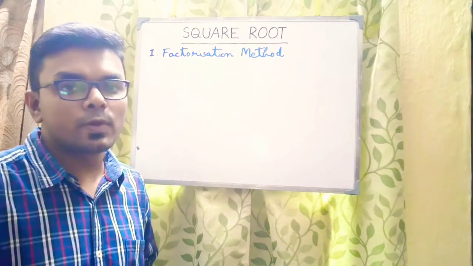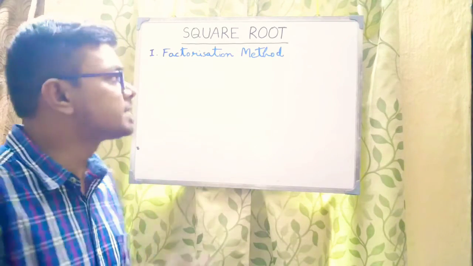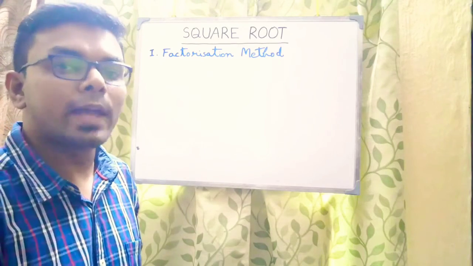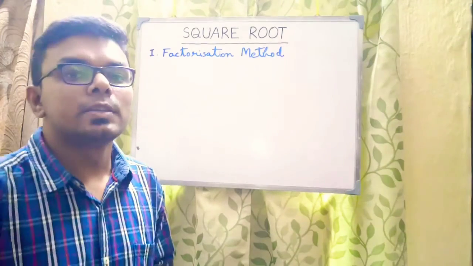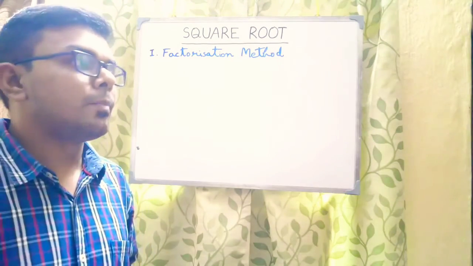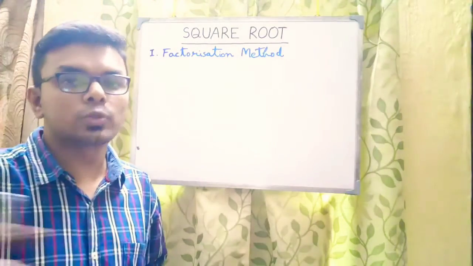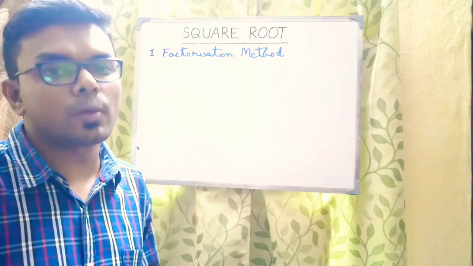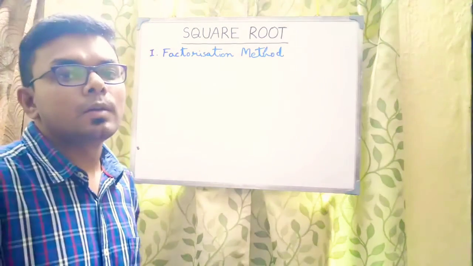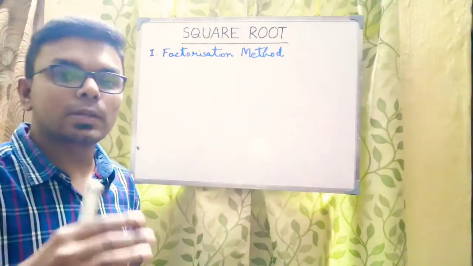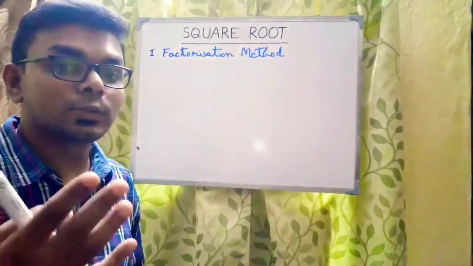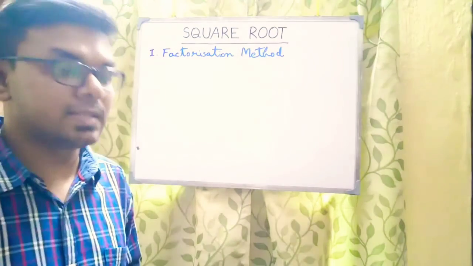The first process we are going to learn to find square roots is the factorization method. Here, when a number is given to us, we find its square root using factorization. This is a comparatively easier method, but in maths almost all methods in every topic have certain pros and cons. The factorization method can be applied well for smaller numbers, or numbers whose factors we can easily understand by seeing. Let's take an example.